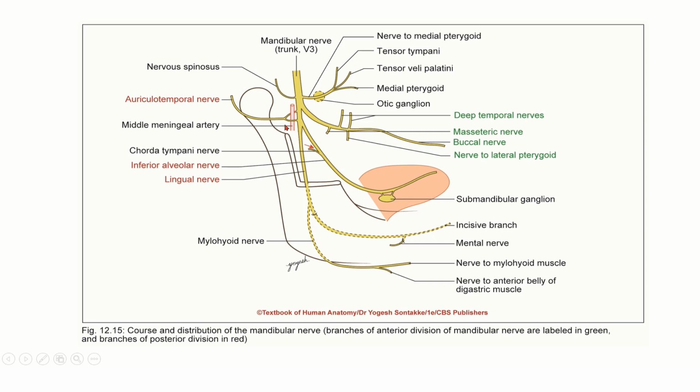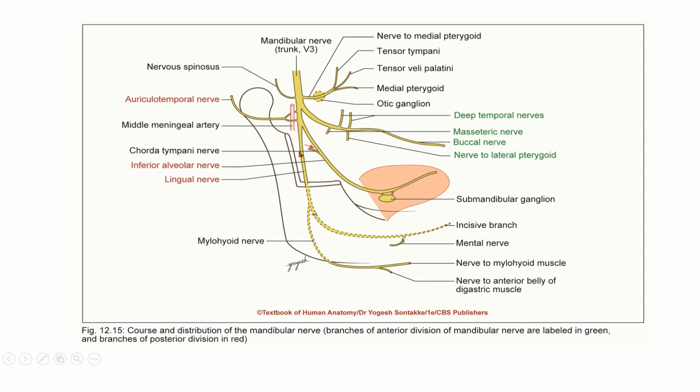From the posterior division you can see here this is the auriculotemporal nerve, which is identified by two roots around the middle meningeal artery, and this is the lingual nerve, which is joined by the chorda tympani nerve. The lingual nerve carries the general sensations from the anterior two-thirds of the tongue, whereas the chorda tympani nerve carries the taste sensations from the anterior two-thirds of the tongue. And here you can see the attachment of the submandibular ganglion to the lingual nerve.